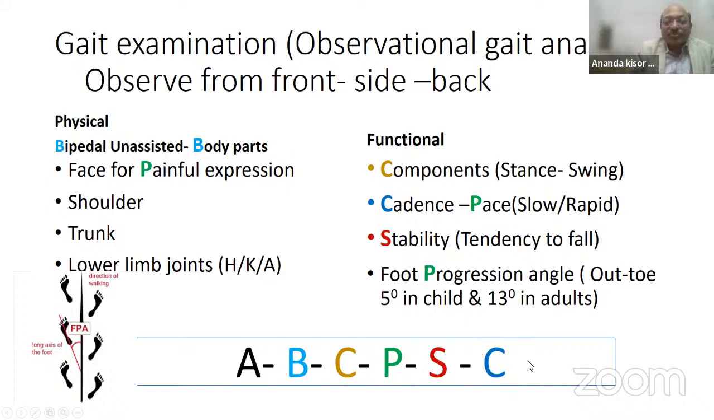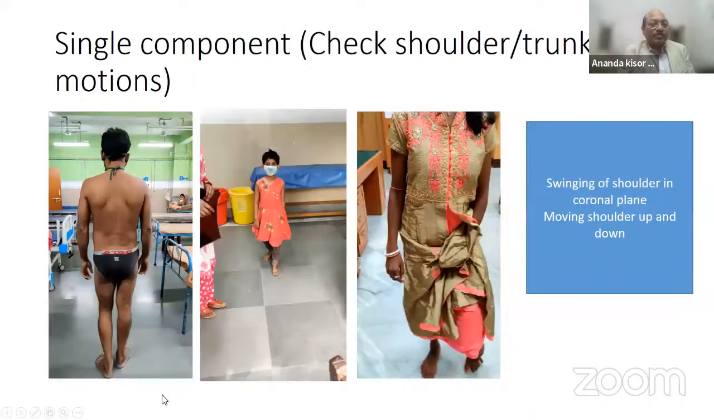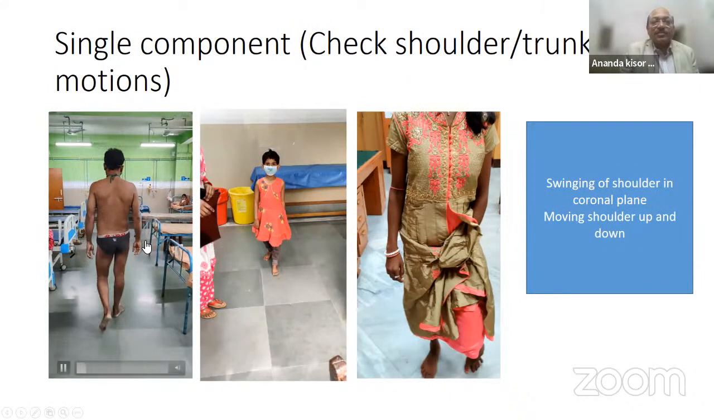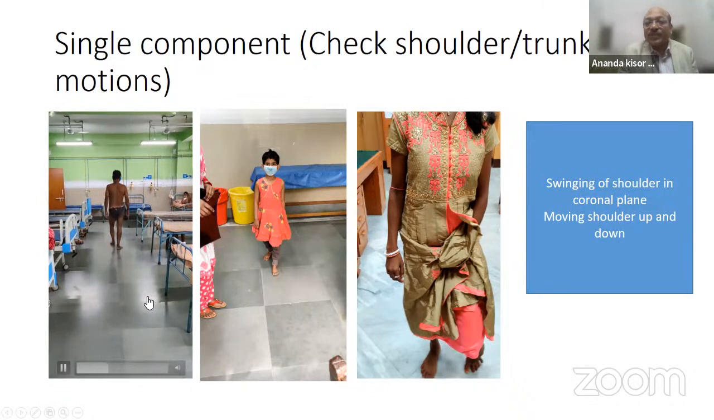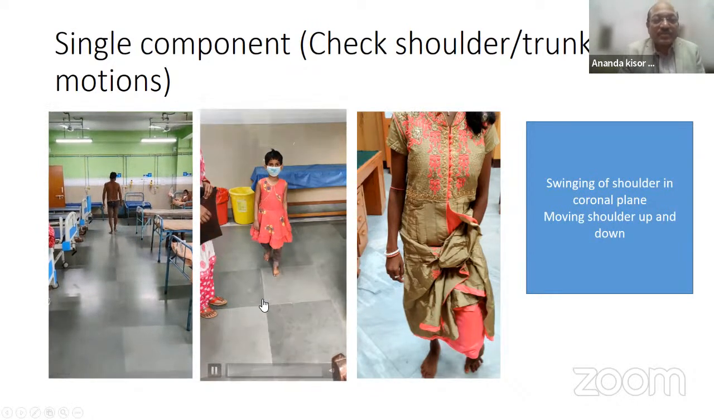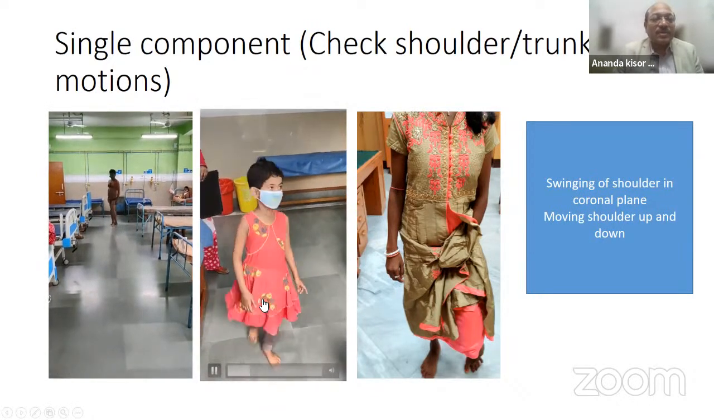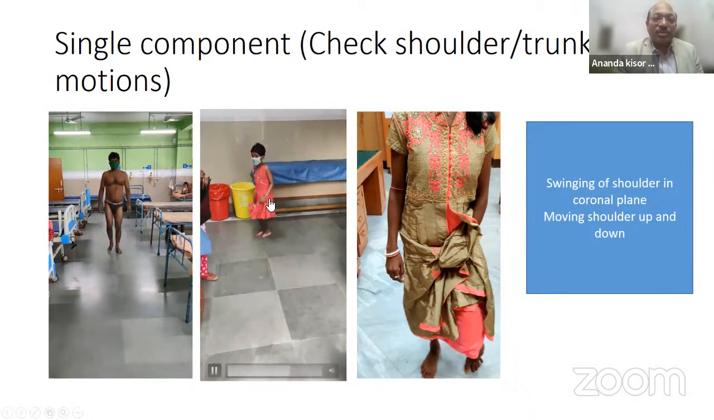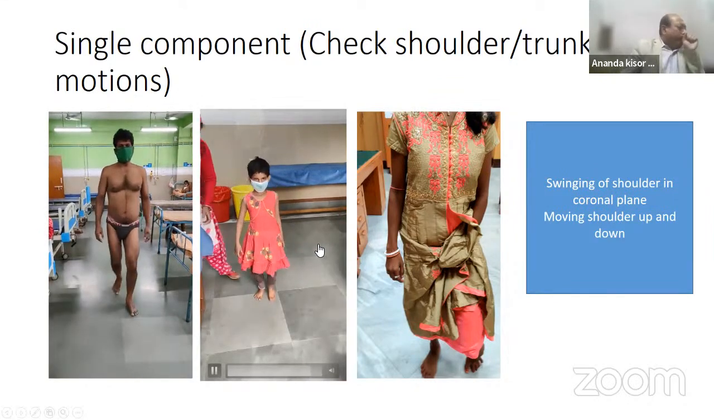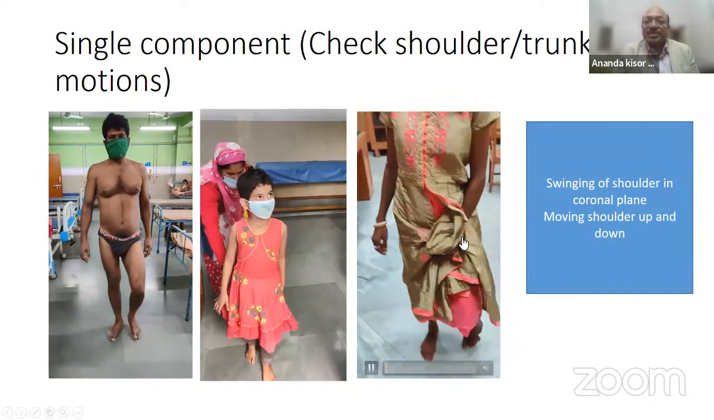During the gait examination, you have to check in every gait. So suppose this is the gait you can see here. Basically, you see what is happening. There is swinging of the shoulder in the coronal plane. A similar thing is happening, as you can see here. See the swinging of the shoulder in the coronal plane.